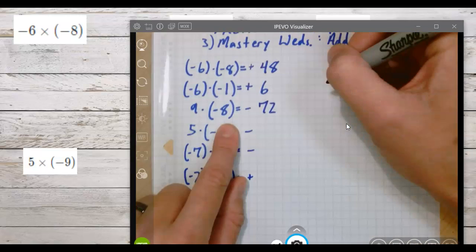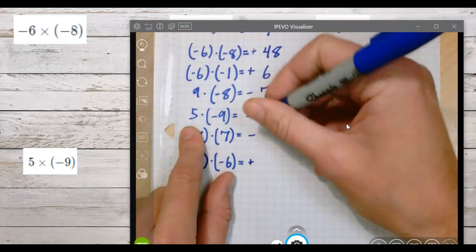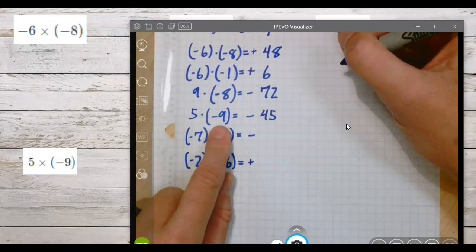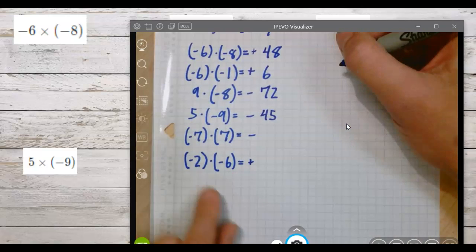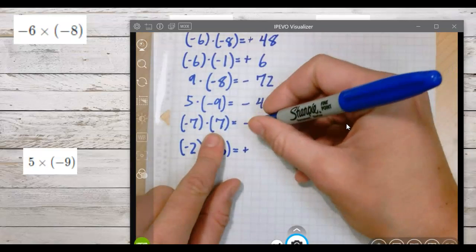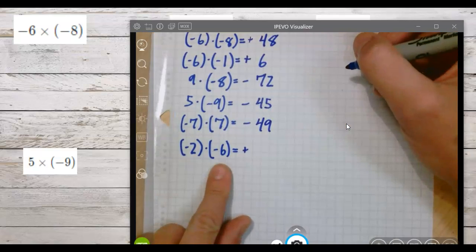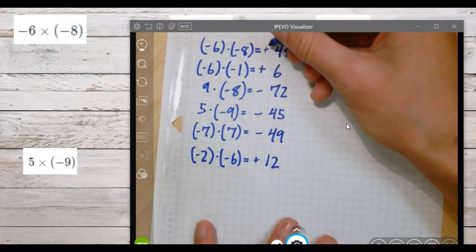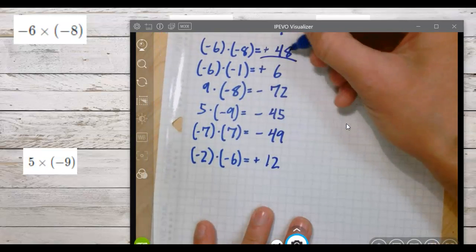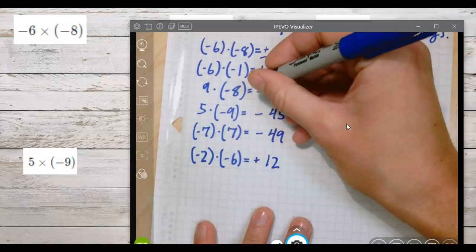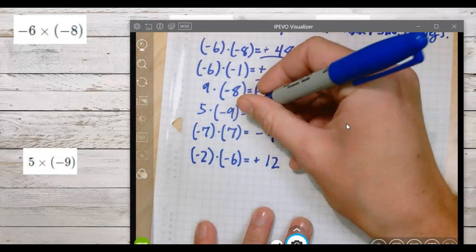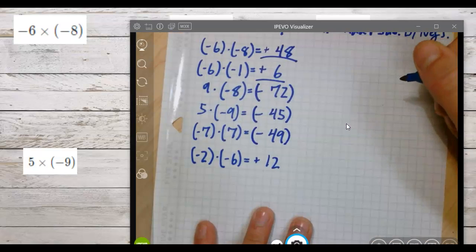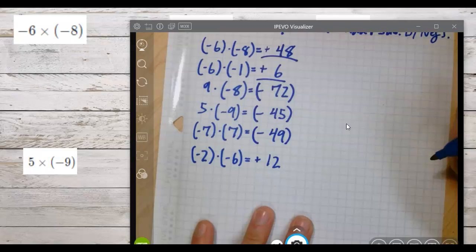But yeah, 72. 5 times 9. 45? Yeah, because again, we could do 5 times 10 and then take 5 off of it. 7 times 7. 49. 2 times 6. 12. There we go. So make sure that when we look at these answers, it would be the entire positive 48, positive 6, negative 72, negative 45, negative 49, positive 12.